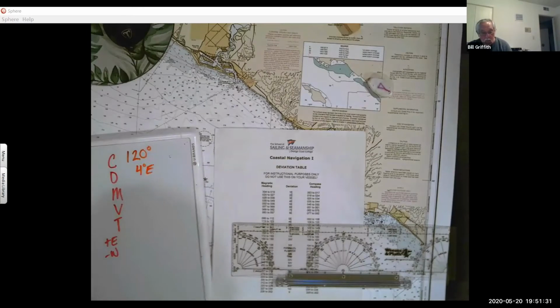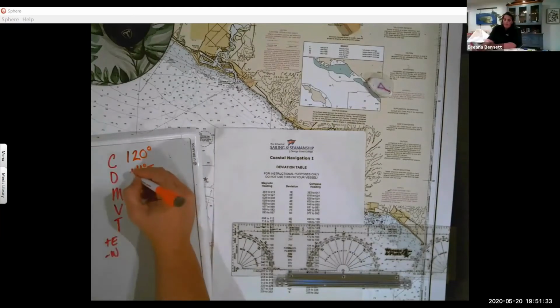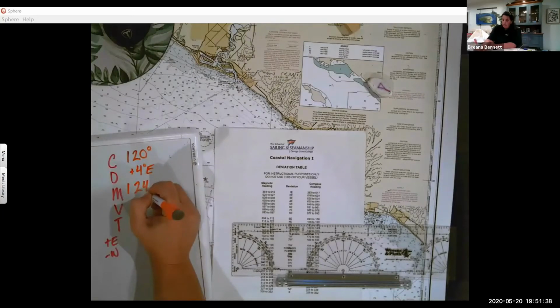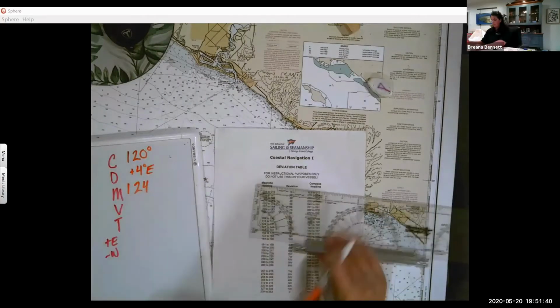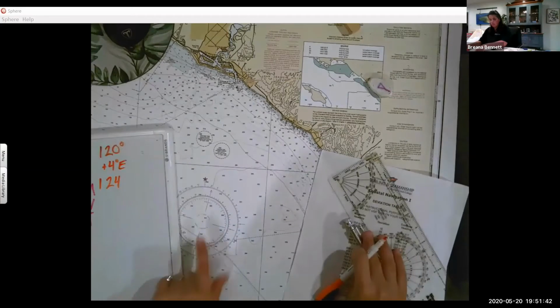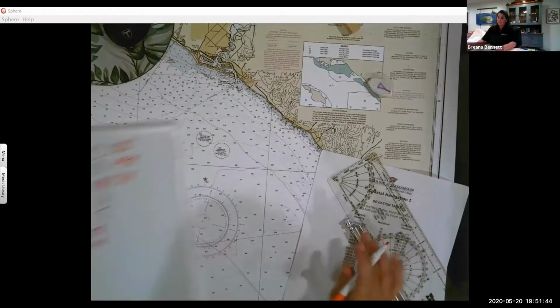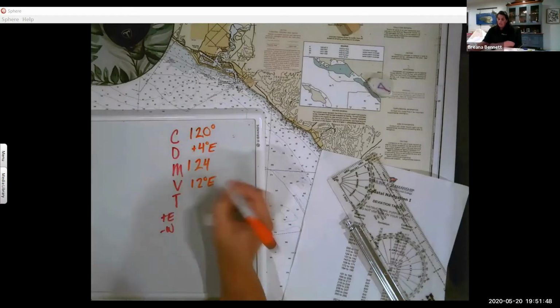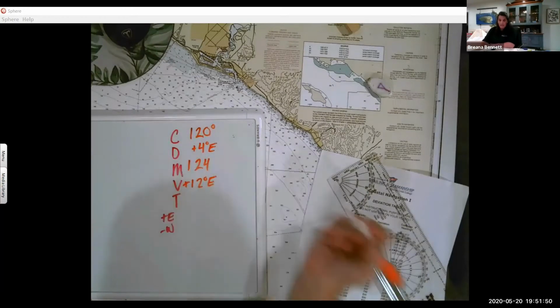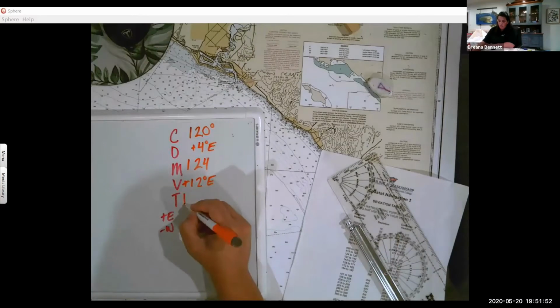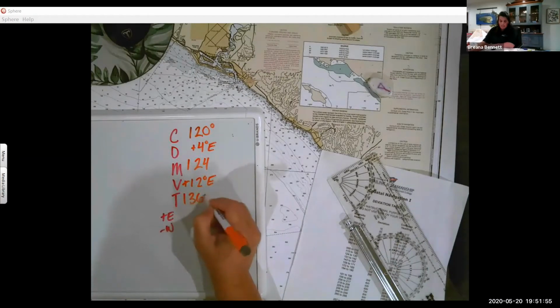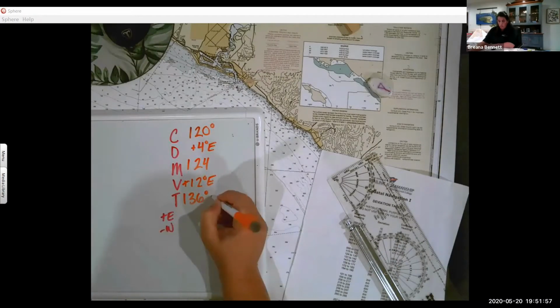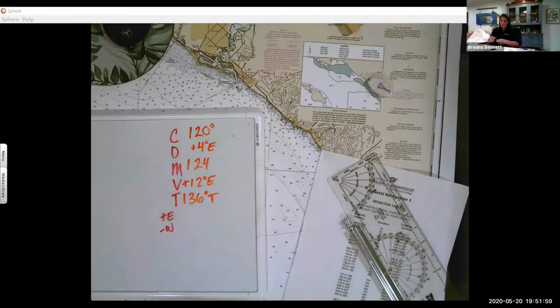And it's east, so we're going to be adding that. We have magnetic of 124. Variation we get from the chart, 12 east. East again, so we're adding. And we get a true of 136 degrees true. So now we can plot that.